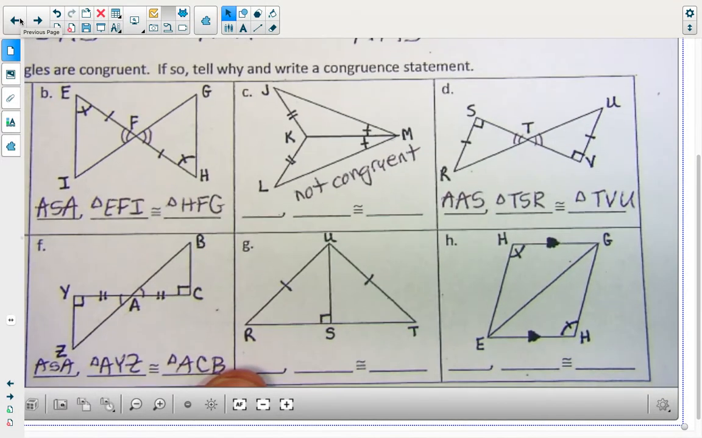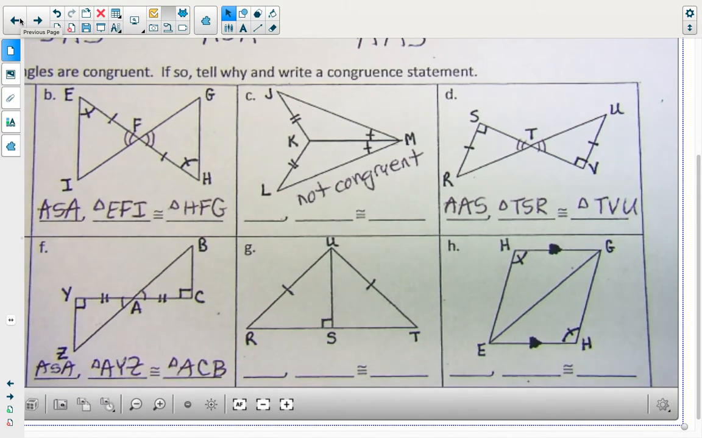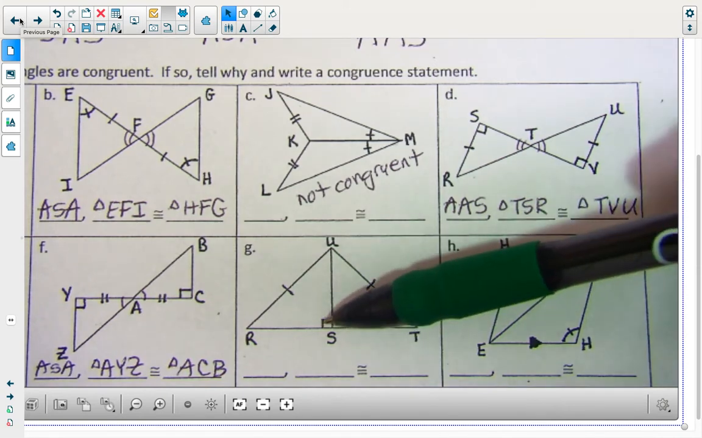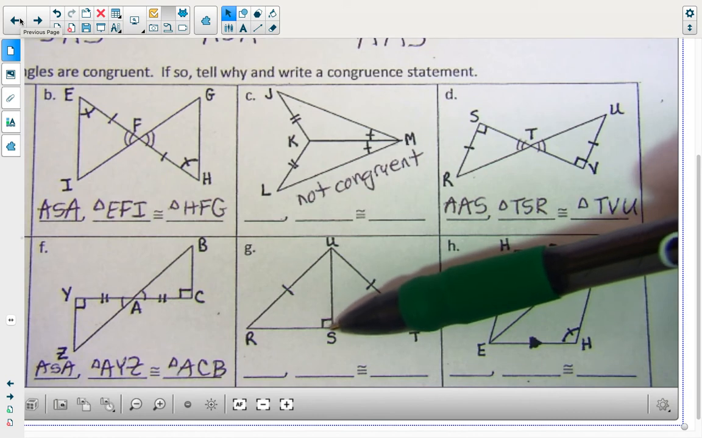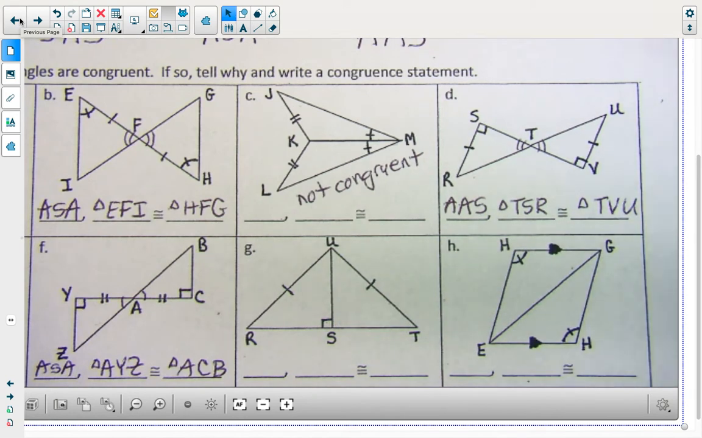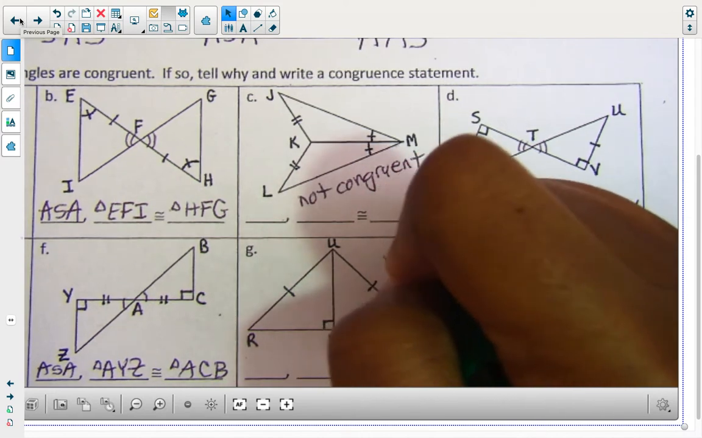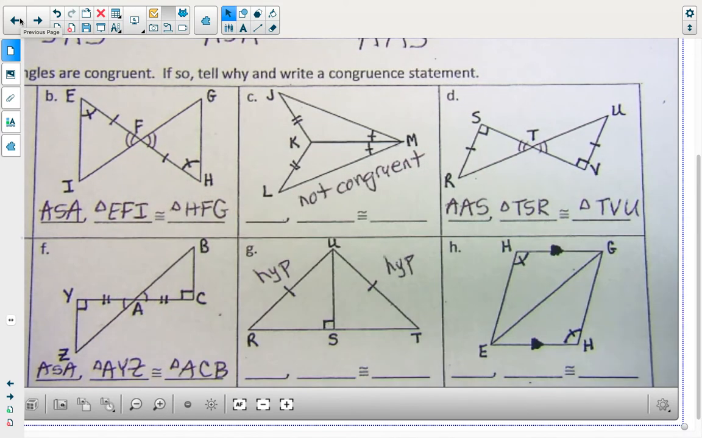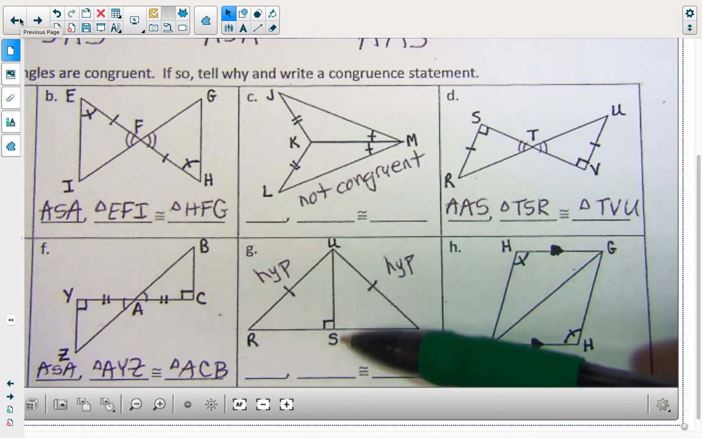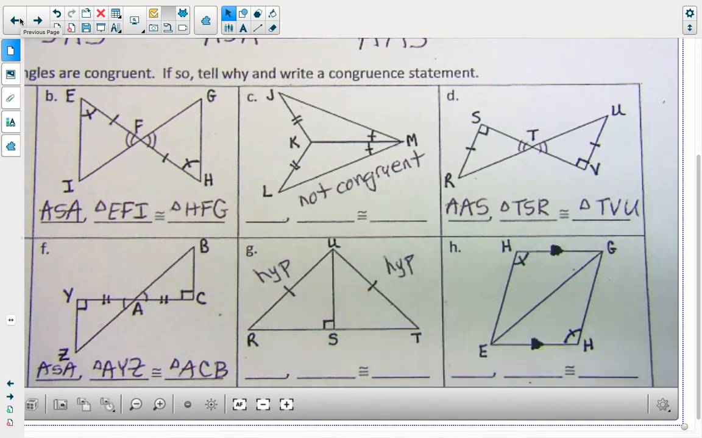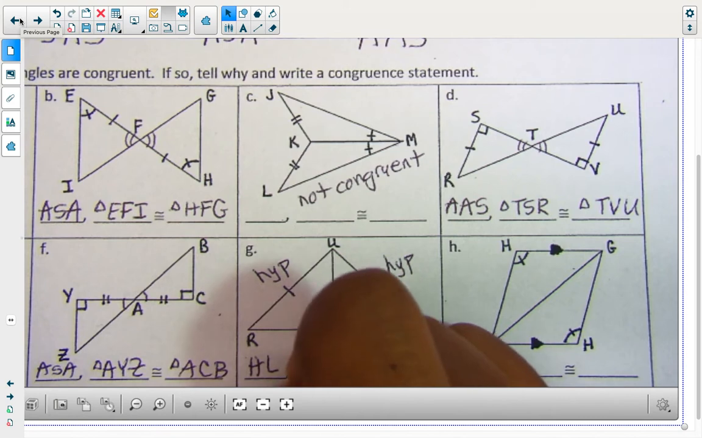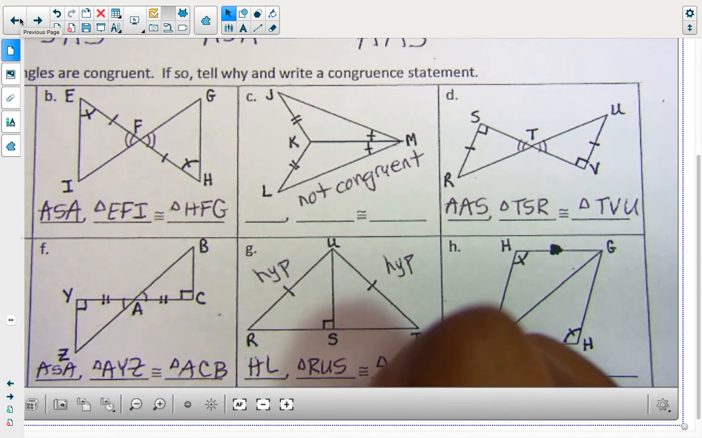Two more. 2G, RUS and TUS. So I need to look and see what I have here. I see a right angle here. So I'm thinking maybe like a right triangle, but I got to make sure I have enough information. Across from the right angle is my hypotenuse. So I'm going to label the hypotenuse. And I see that they share this leg. This leg is included on both triangles. So this is congruent by HL. So triangle RUS is congruent to triangle TUS.